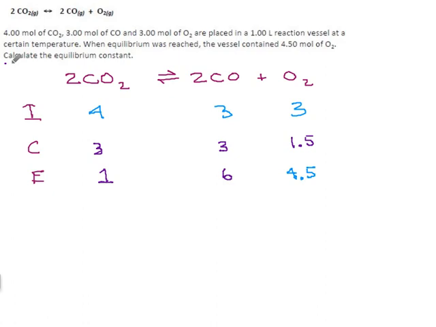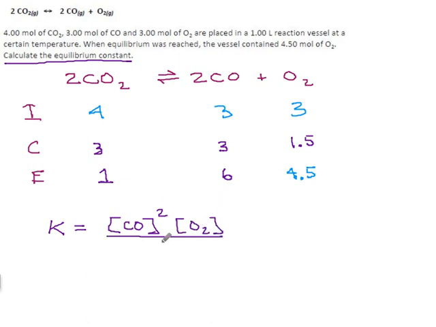Now that we have those, they're asking for an equilibrium constant. So what is our equilibrium constant? Should be carbon monoxide squared times oxygen, power of 1, over carbon dioxide, and yeah, that's squared. So do we have all those numbers?